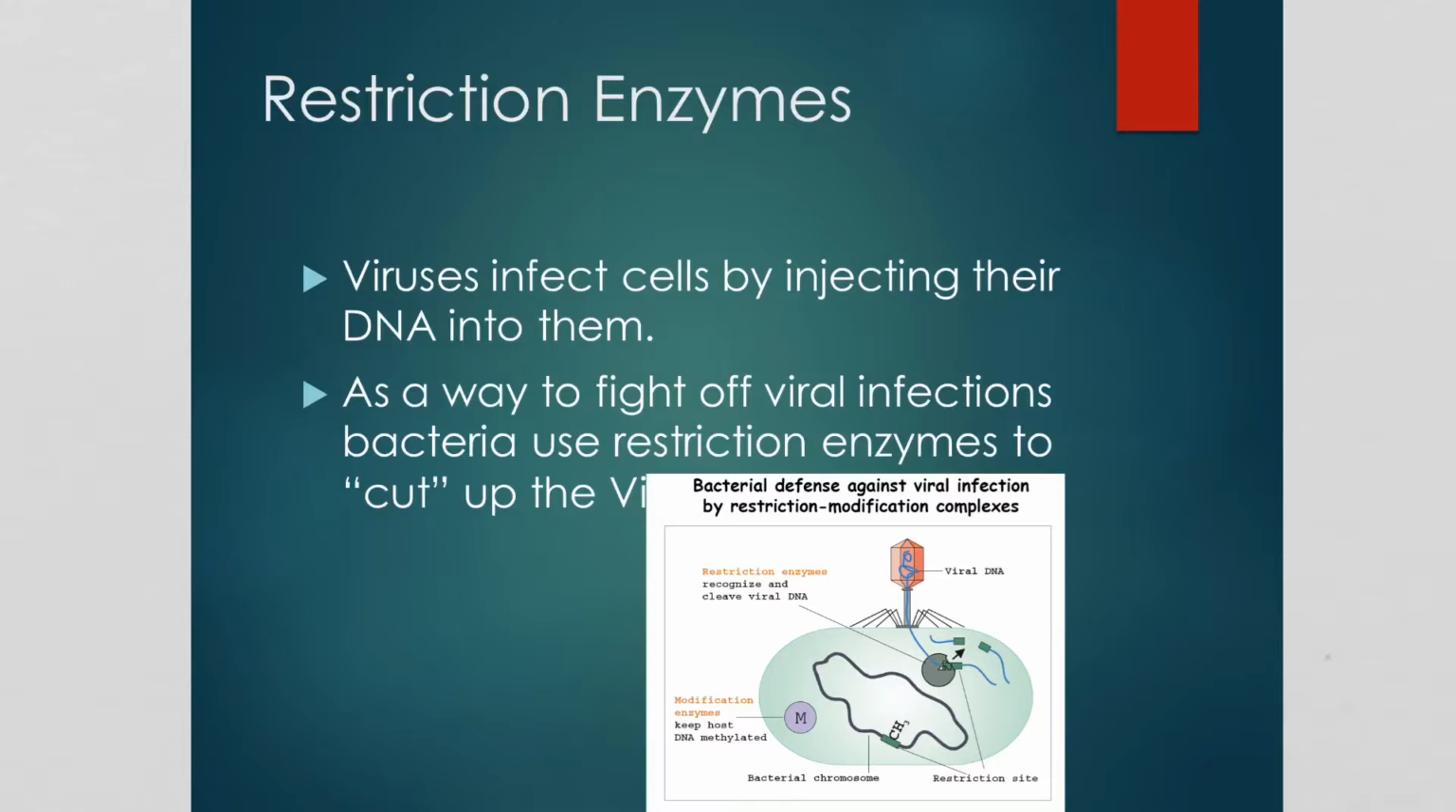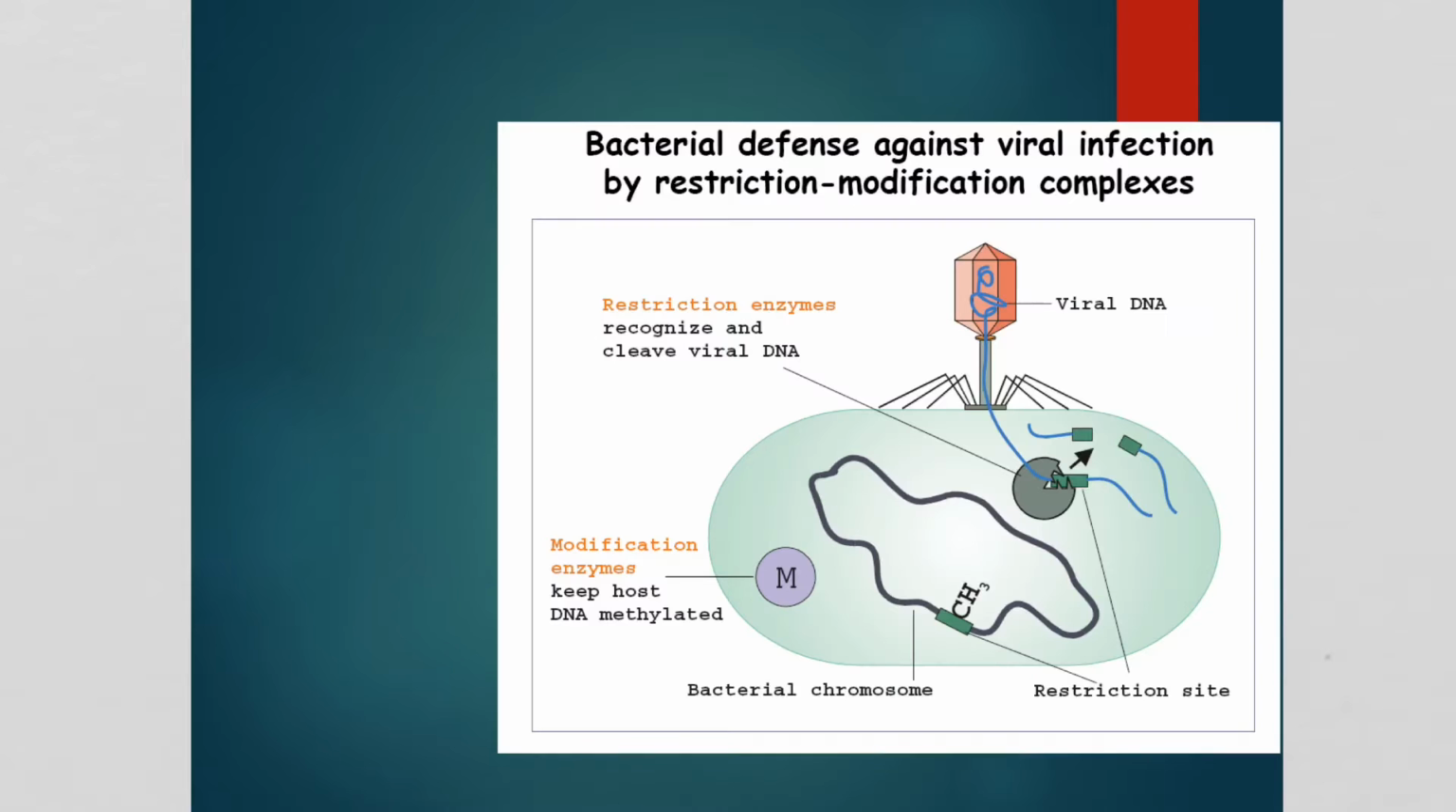So as a way to fight off viruses, bacteria have these things called restriction enzymes that will cut up little pieces of DNA that don't match their own DNA. So if a virus tries to infect a bacteria, that restriction enzyme might recognize that virus's DNA and cut it up into little pieces so it can't be used. So these restriction enzymes are naturally occurring in bacteria.